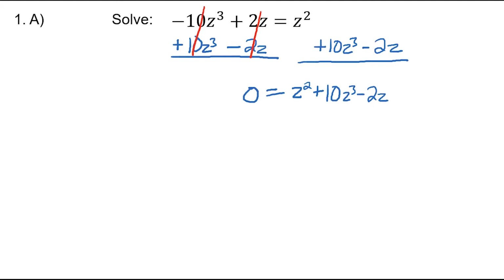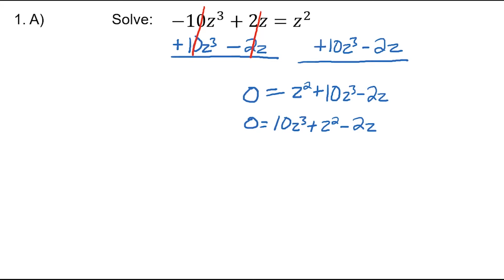And so the next thing that we want to do is arrange these in descending order, starting with the term with the highest power all the way down to the term with the lowest power. In this case, it would be 10z cubed, and the next one would be z squared, and then finally minus 2z to the first.